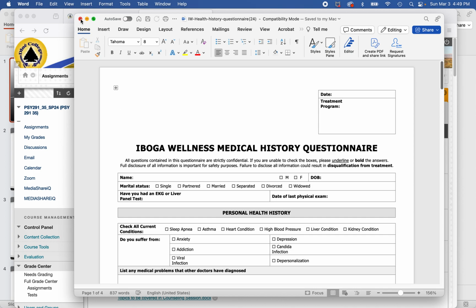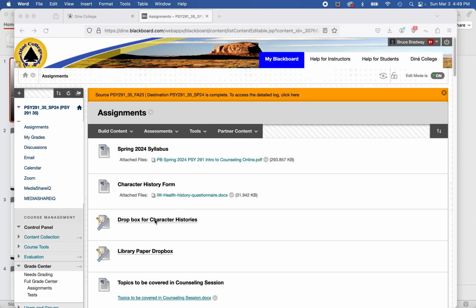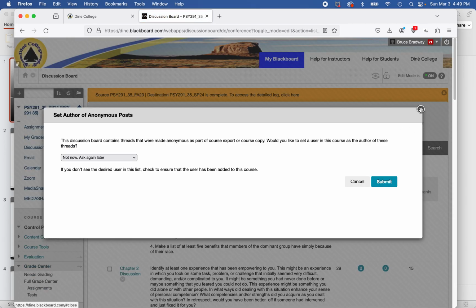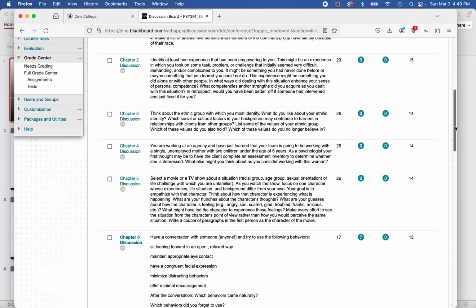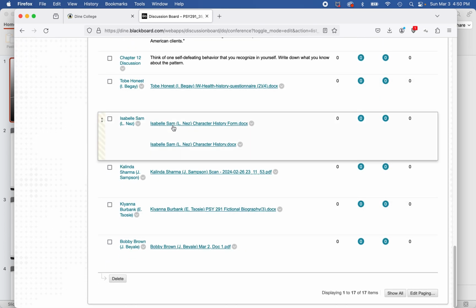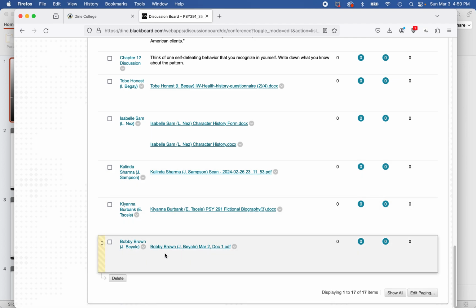Once you give it to me, or you put it in the Dropbox, the Dropbox is right here for the character histories, I will open it up and then I will put it on the discussion page. So if we look at the discussion page, we go down to the bottom of the discussion page. There we go. We have 1, 2, 3, 4, 5. Now, why do I have 6? Okay, I'll have to count it later. I have 6.